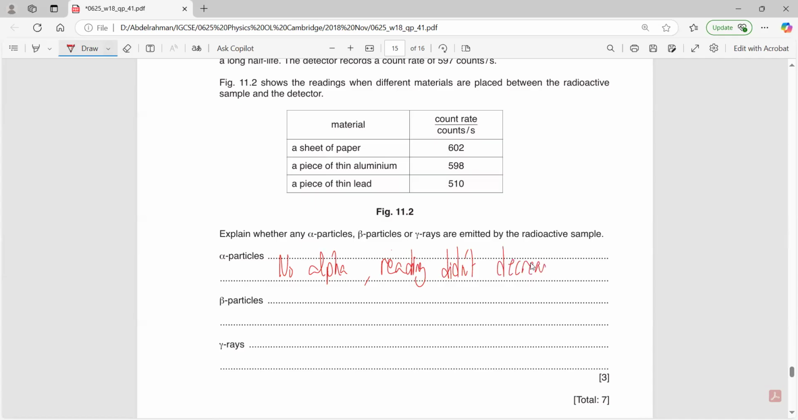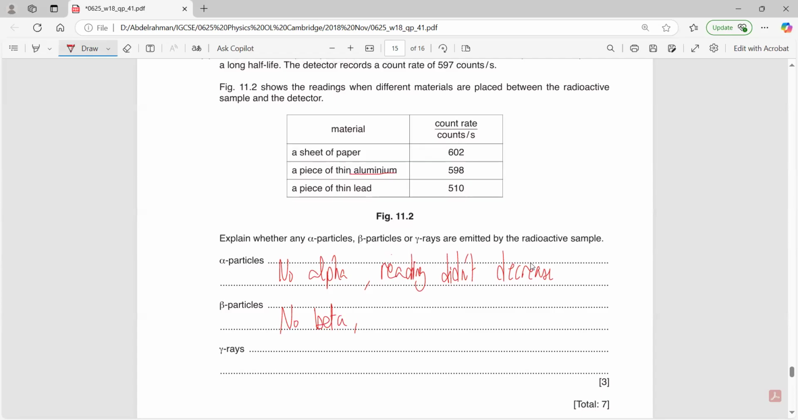But are there any beta particles when you add the sheet of aluminum? When you add the thick sheet of aluminum, should the reading increase or decrease? It should decrease if you had any beta. Do you have any beta? No, you don't have any beta, so no beta. Why? Because the reading also didn't decrease. It almost remained the same.